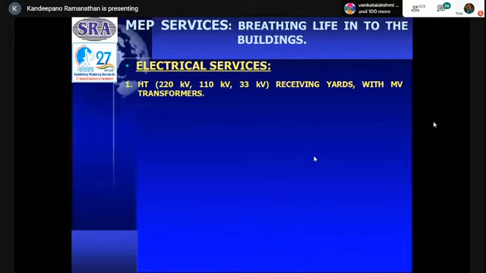Most of the industries, almost all the industries, use 415 volts as the power supply voltage within the industrial complex or in the housing complex also. This voltage is called medium voltage, MV. So the medium voltage distribution network is at 415 volts.